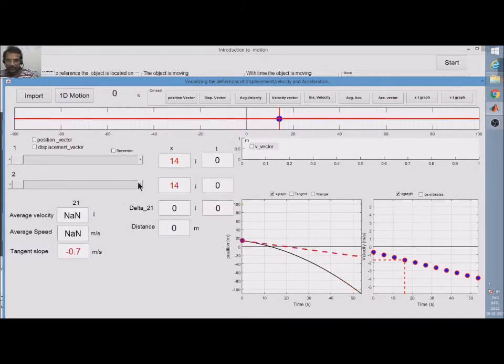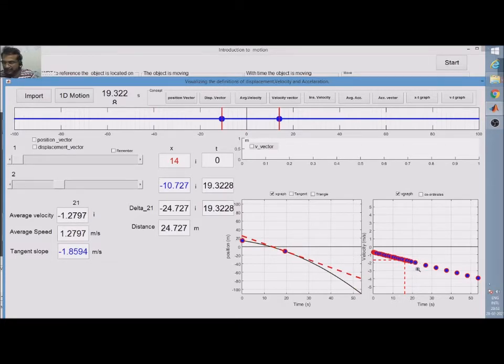So let us put more points. So you can see the color scheme. The blue inside is for velocity, that means it is moving towards the left. The red circle is for indicating that it is going faster and faster.